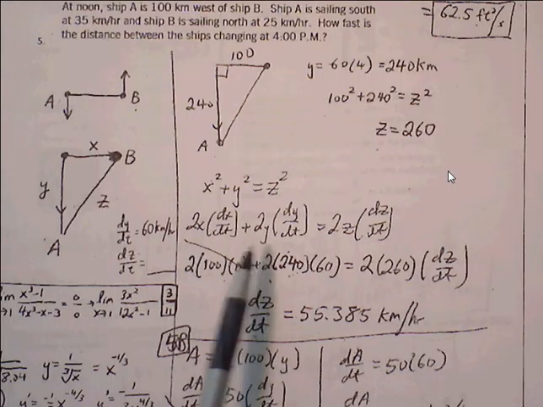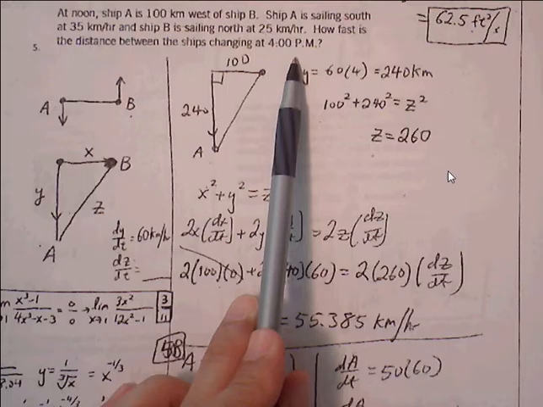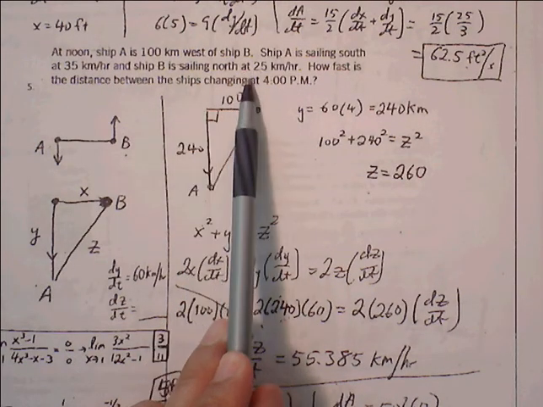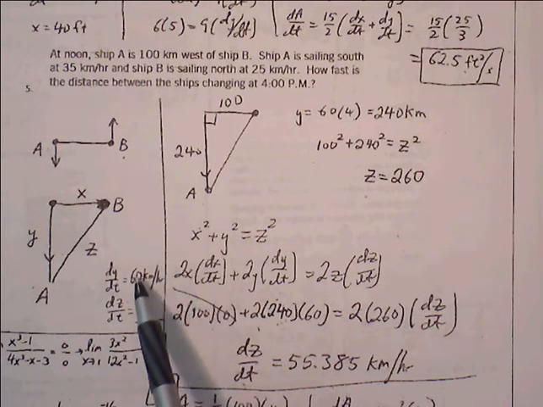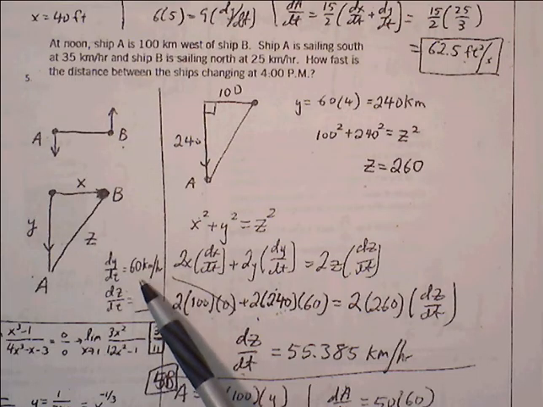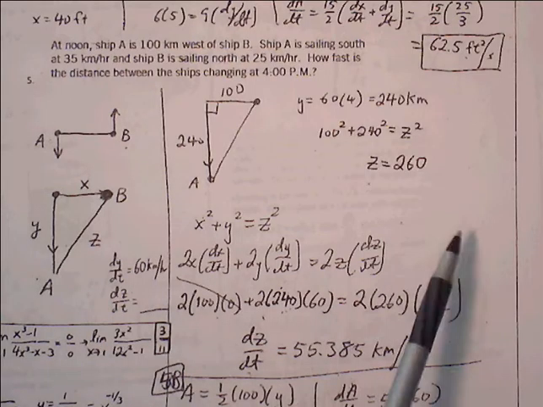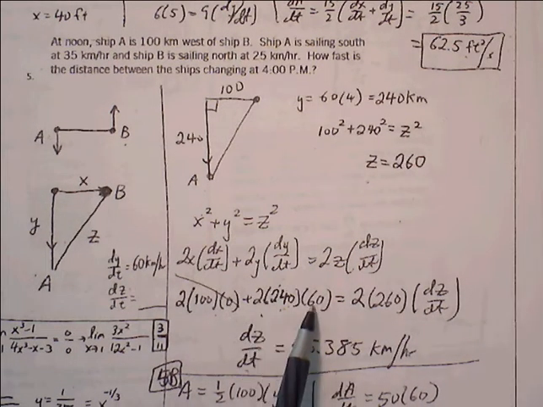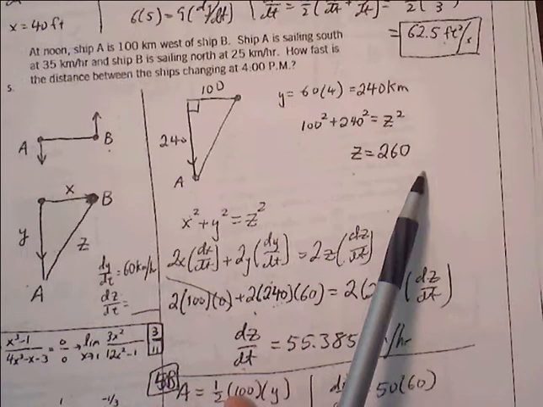We can let y be equal to 240, because we know that 4 p.m. is 4 hours after 12 p.m., so 4 hours later, the ship is going to travel 240 kilometers, because 60 kilometers per hour times 4 hours is 240. So we know y is 240. We can plug that in. We know dy/dt is 60. We know z is 260 by going through the Pythagorean theorem.